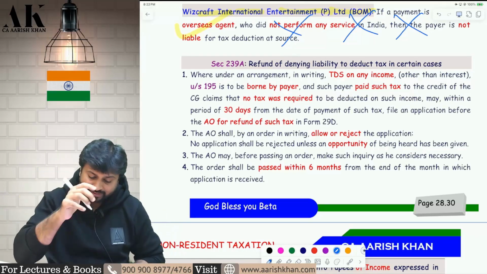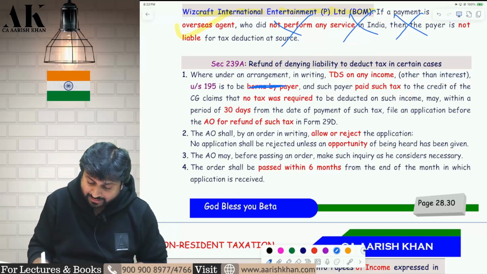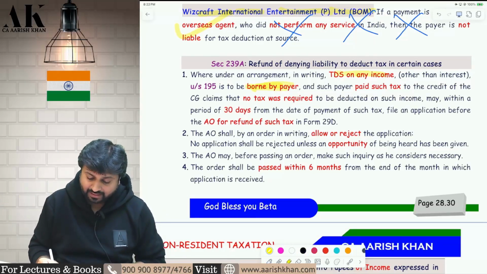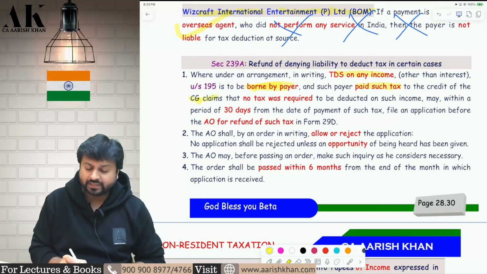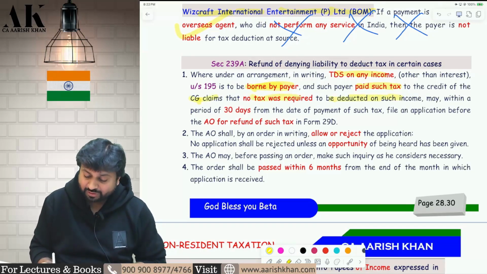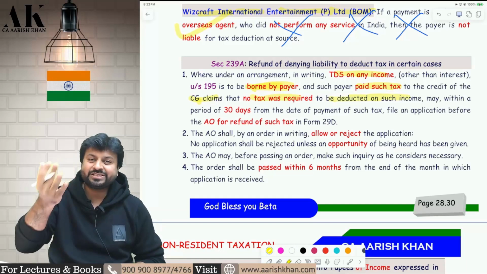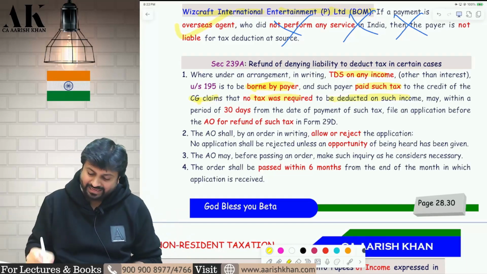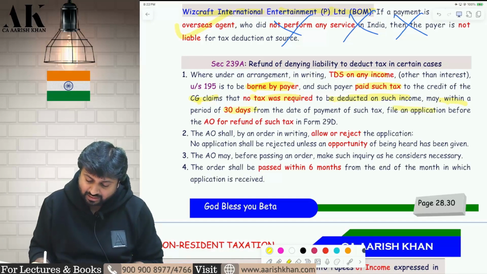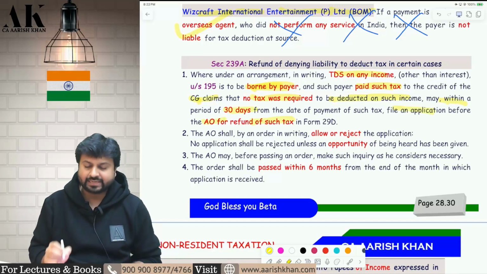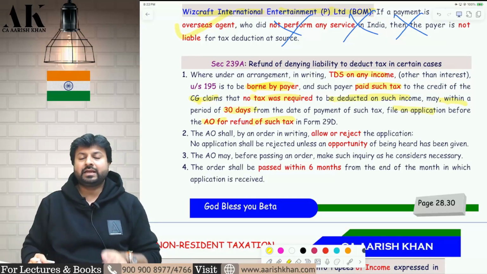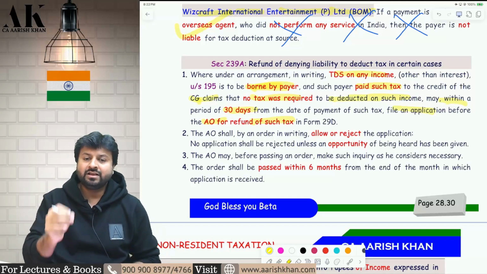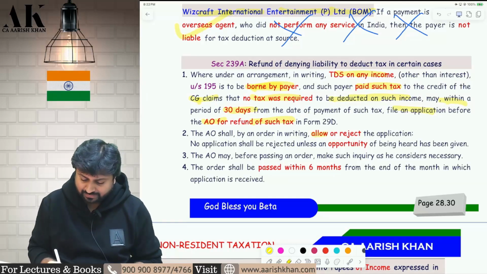So in that case, the government says, listen carefully, if the TDS on any income is borne by the payer and paid to the credit of the central government, and no tax was required to be deducted on such income, so I was not supposed to deduct any tax, but still by mistake I have paid the tax from my pocket, then within 30 days you have to make an application to the assessing officer for refund of such tax in Form 29D. Then the assessing officer may allow or reject.